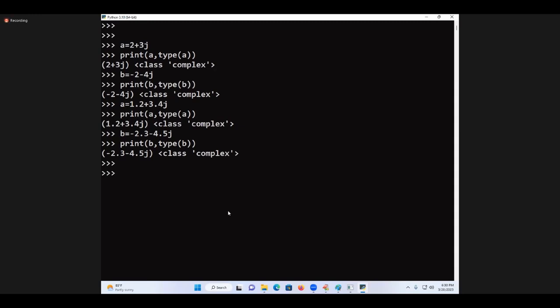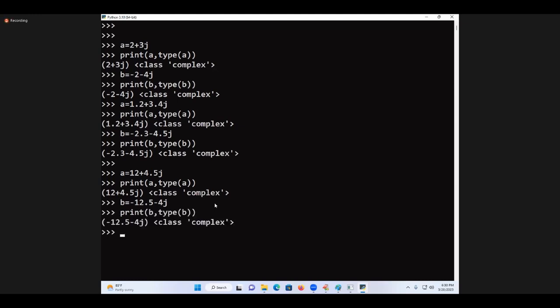Next, I'm going to move further. A is equal to 12 plus 4.5j, one integer value and one float value. So print of A is also treated as which type? Complex type. Now I am taking B is equal to 12.5 minus 4j, and B is also called which type? Complex type. Is it understandable?